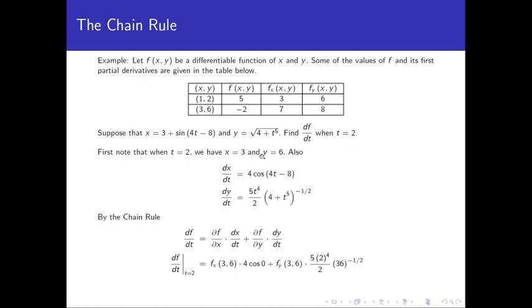Notice that we said that x had to be 3 and y 6, right? So notice I'm looking at the partial with respect to x evaluated at 3, 6 for x and y, not for 1, 2. So this first row is irrelevant. It's the second row we need to use. So partial with respect to x is 7, partial with respect to y is 8 for those two pieces. And if you go through and simplify, you'll get 244 over 3.